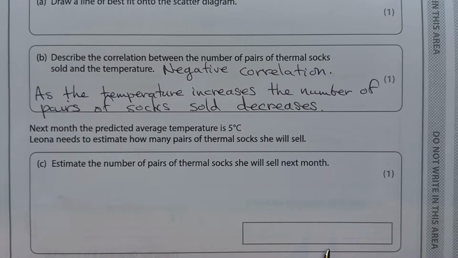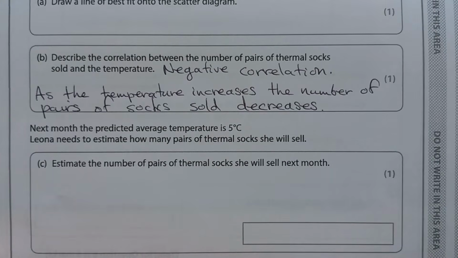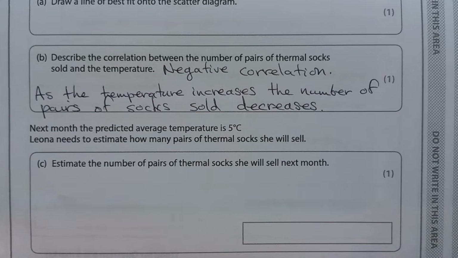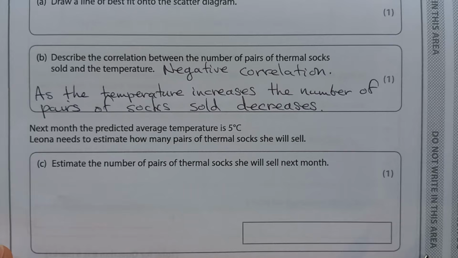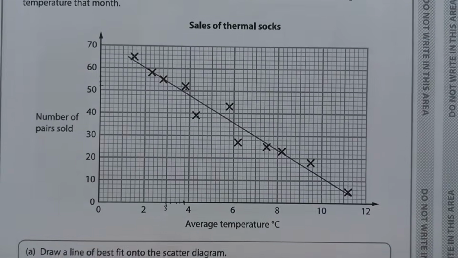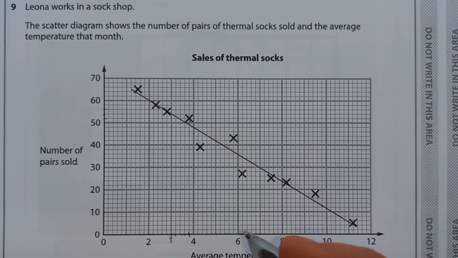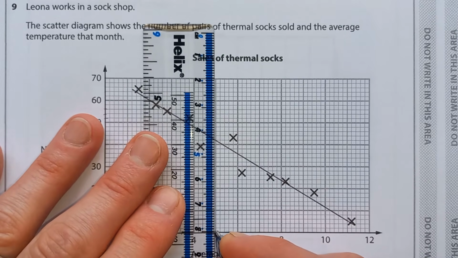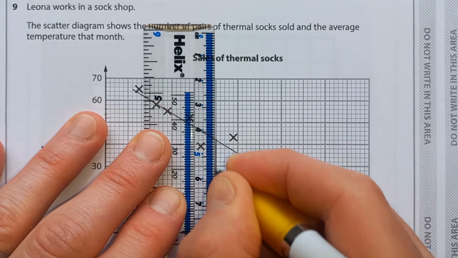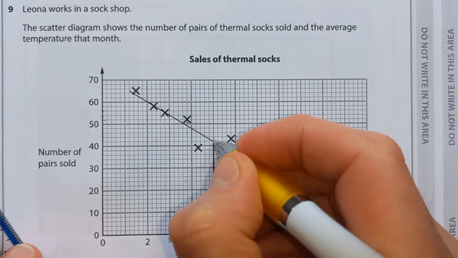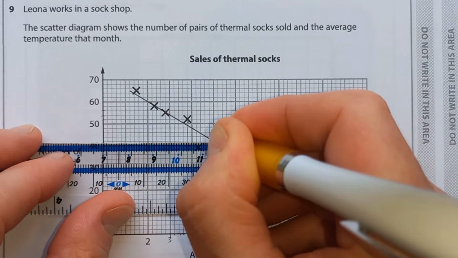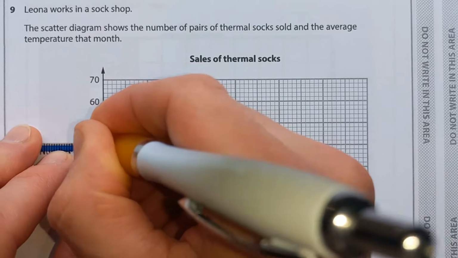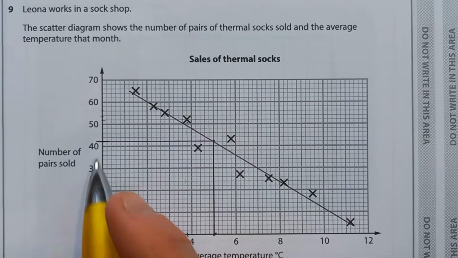And part C. Next month, the predicted average temperature is 5 degrees. Leona needs to estimate how many pairs of thermal socks she will sell. Estimate the number of pairs of thermal socks she will sell next month. Right, 5 degrees. So 5 degrees is here. So we're going to draw a line up to our line of best fit. And then we're going to draw a line across. And this is going to be our estimate.